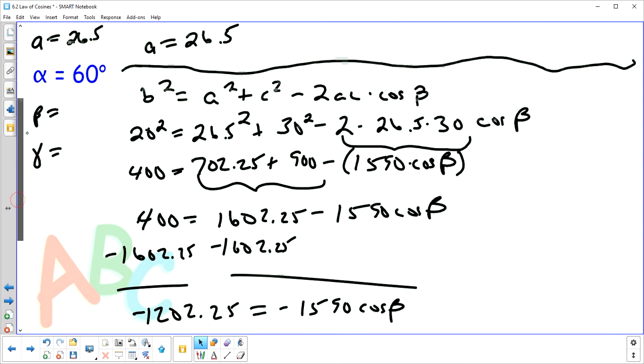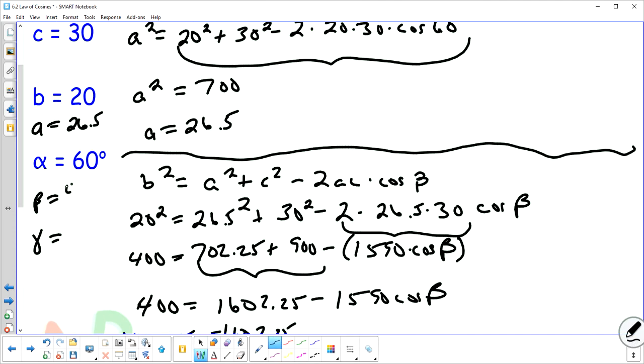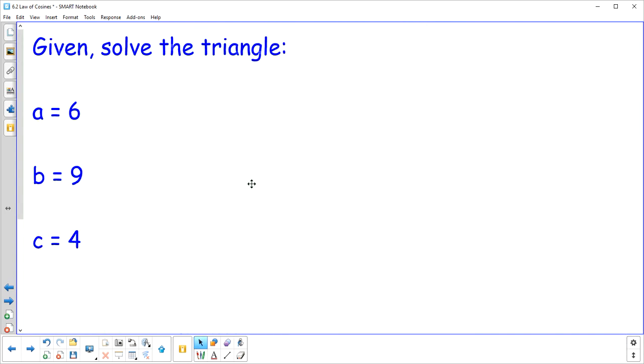So the last thing we're missing then is our gamma. Well, the nice thing with that is we don't have to go through that whole big ugly process again. If we just do 180 minus 60 minus 40.5, we end up with 79.5 degrees. Okay, so that's how we do it for case 3 if it was side angle side.